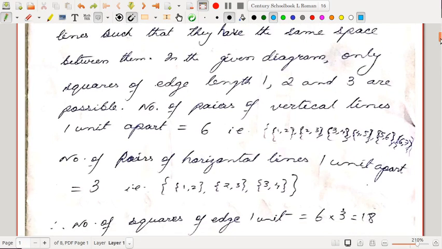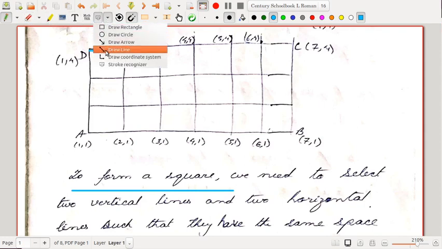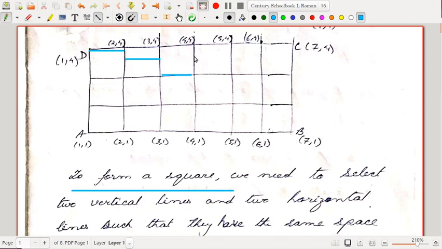So we have to find out the number of pairs of vertical lines which are 1 unit apart. Which lines are 1 unit apart? Lines 1 and 2 are 1 unit apart. Then 2 and 3 are also 1 unit apart. Then 3 to 4, this is also 1 unit apart, right? 4 to 5 also, 1 unit apart. 5 to 6, 1 unit apart. 6 to 7, 1 unit apart.